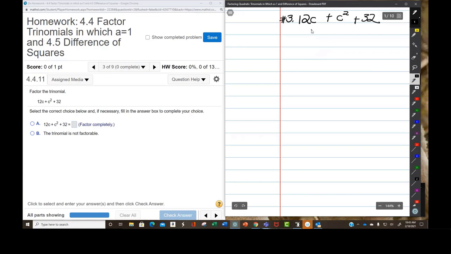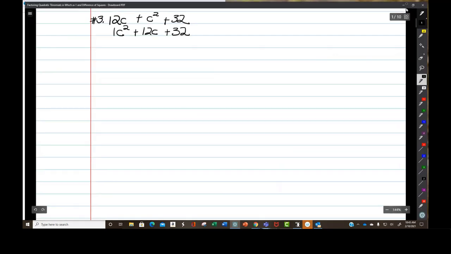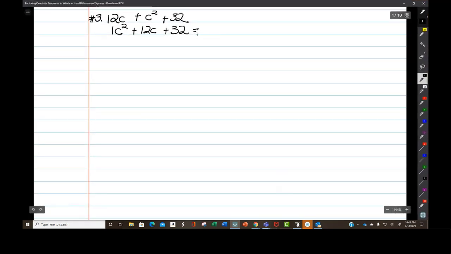Once you write it in descending order, you find out you have c squared plus 12c plus 32, and the leading coefficient is 1. So we can use the easier method. Take c squared, put it there. Then I'm going to factor 32 into two numbers that add up to 12.